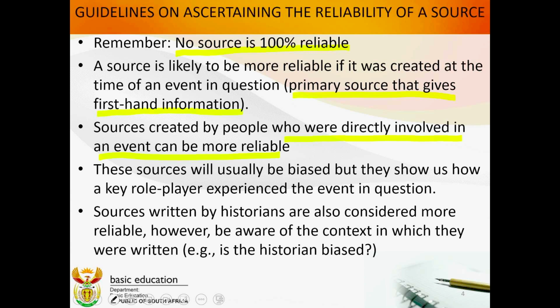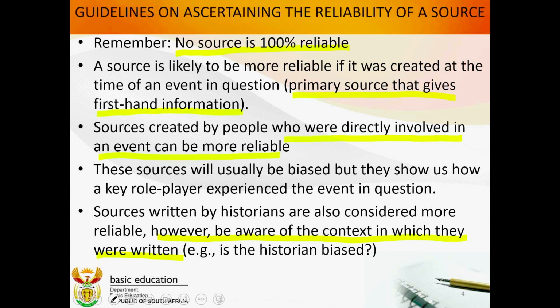Sources written by historians are also considered more reliable. However, be aware of the context in which they were written. It means a learner must not take them for granted because they were written by a historian. Therefore, it does not automatically mean that the source is reliable.